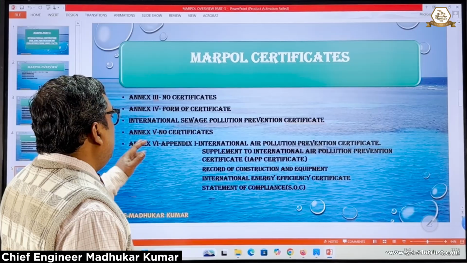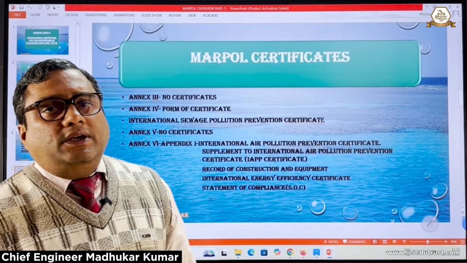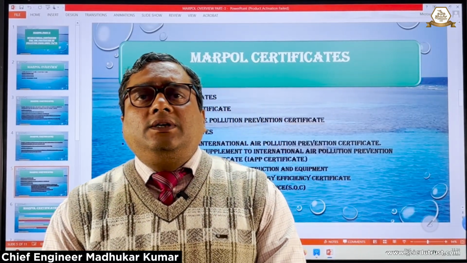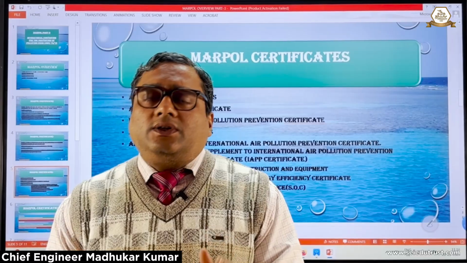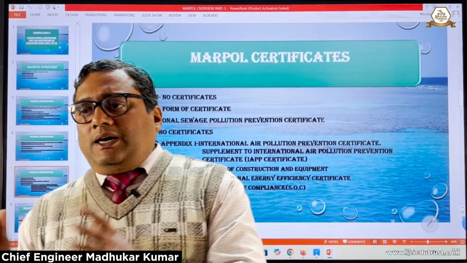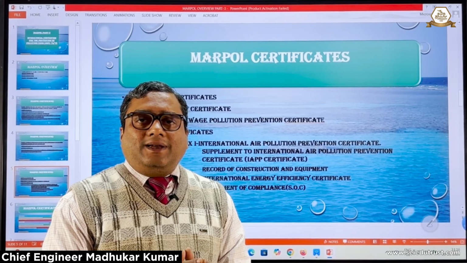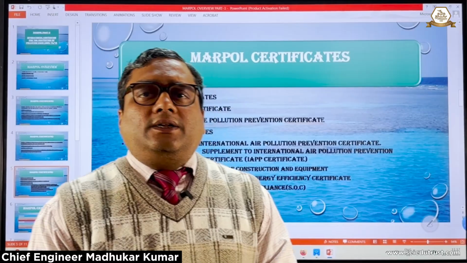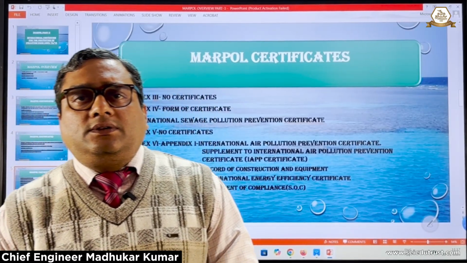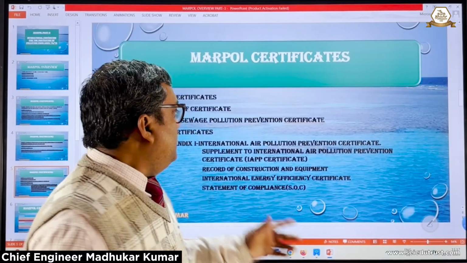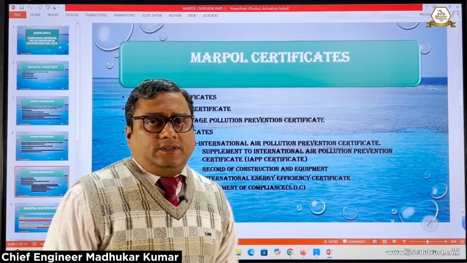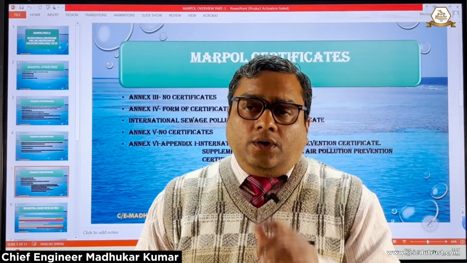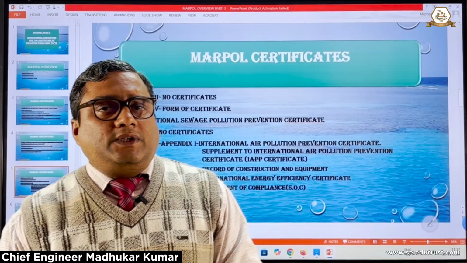Okay. Next is your Annex 5. Annex 5 is basically related to garbage. We have how to segregate the garbage, how to keep the garbage as per the garbage management plan, various garbage placards, and discharge criteria related to garbage, which is given in the annex part. And in this one we have no certificates. Again, we have the management plan and we have the record books.